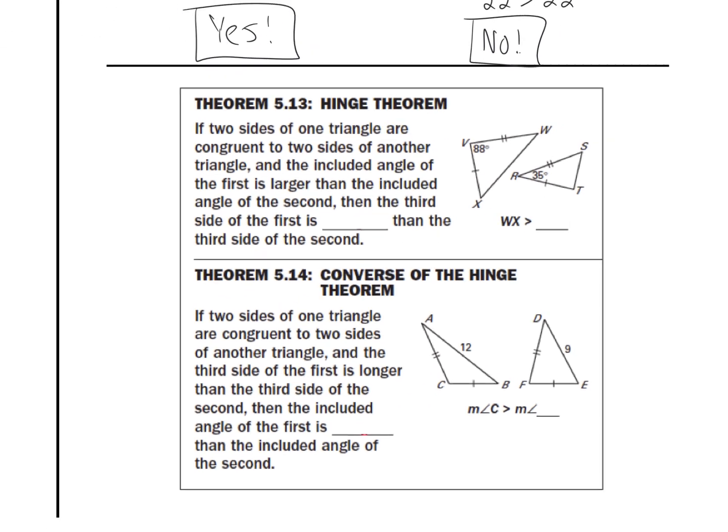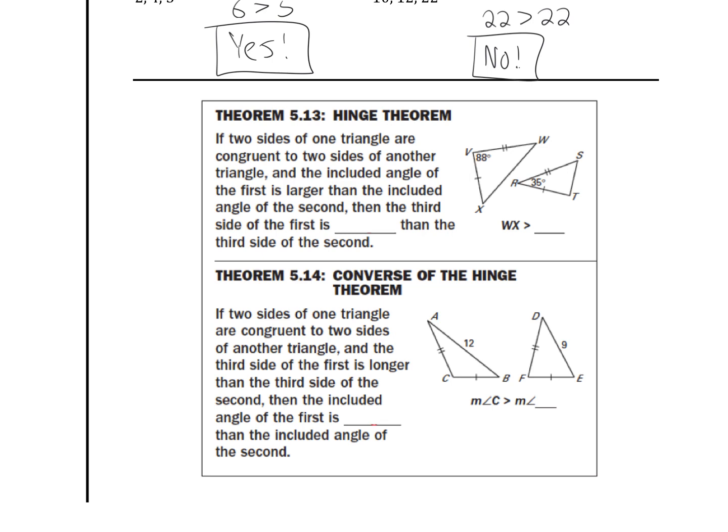All right, so the hinge theorem. Let's talk about the hinge theorem. Basically, if you have two congruent sides, the angle between them will determine how big the other side is going to be. So 88 is across from WX and 35 is across from ST. Which one do you think is going to be bigger, WX or ST? WX is going to be greater than ST, because it's across from a bigger angle. So we're going to put larger.